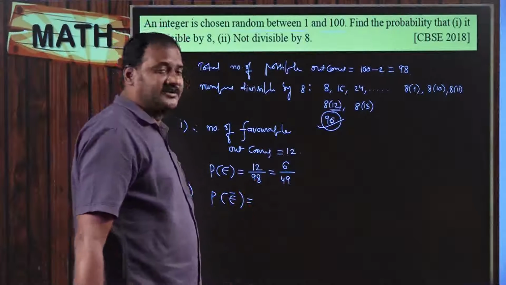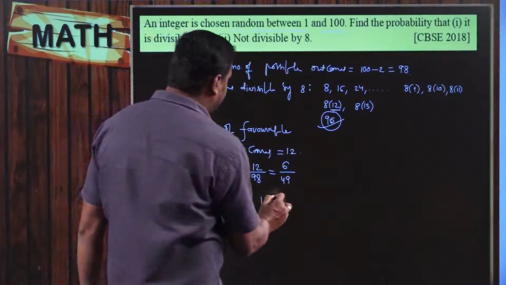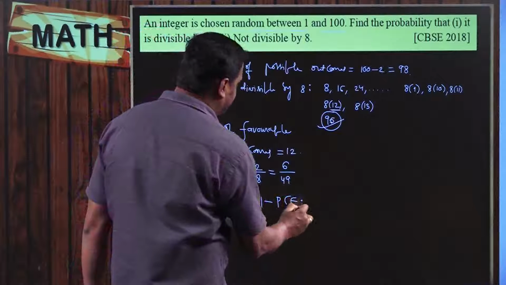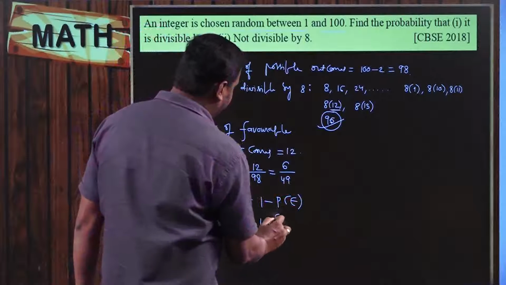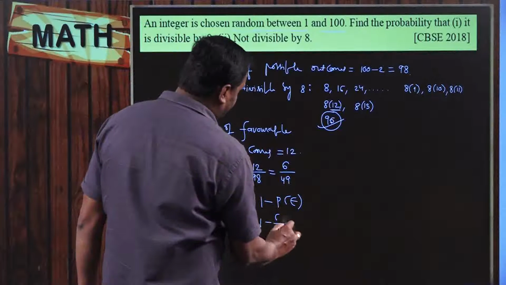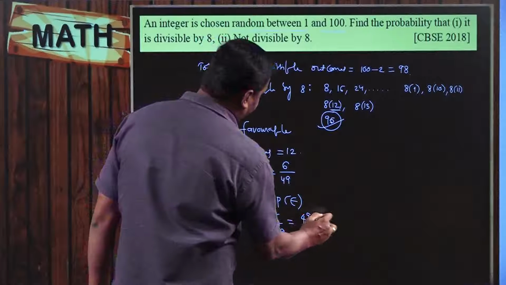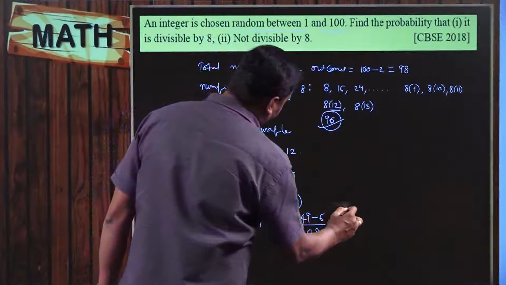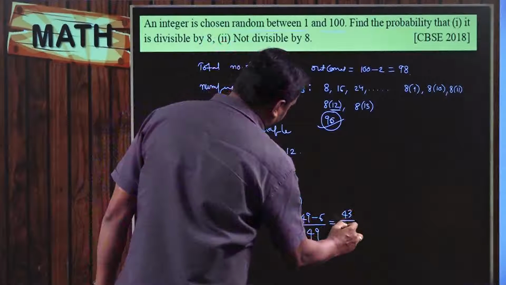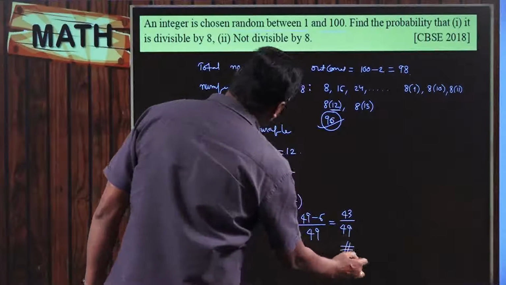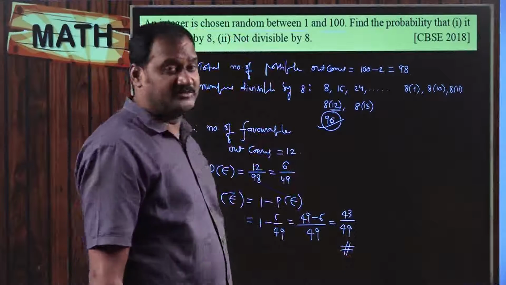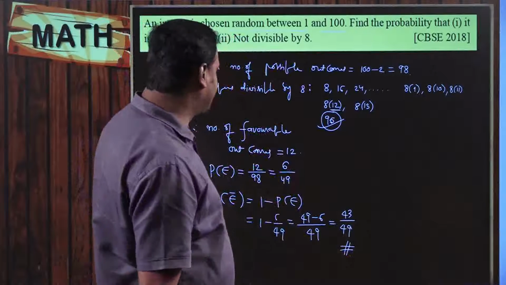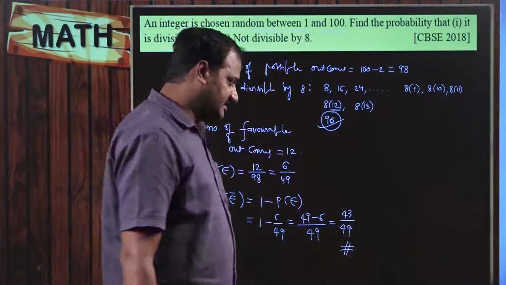So how do you find its complementary event? 1 minus the probability of getting an event, which is 1 minus 6 divided by 49, which is 49 minus 6 divided by 49. What is 49 minus 6? It is equal to 43 divided by 49, which is the probability of a number which is not divisible by 8. So this way we can easily answer this problem.